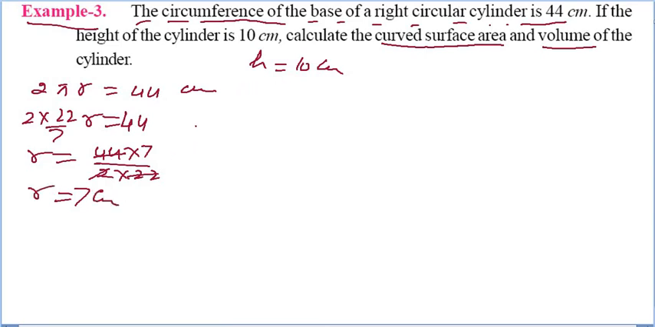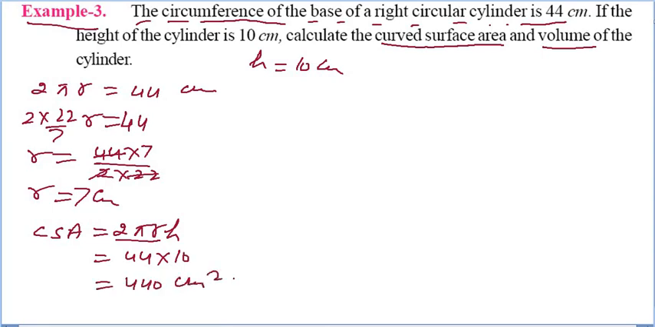Now first of all we want to find the curved surface area. Curved surface area, that is the CSA. It is 2 pi r h. So you can put the value. 2 pi r is given as 44 and h is given as 10. So your answer is 440 centimeter square, and that one is your first answer.